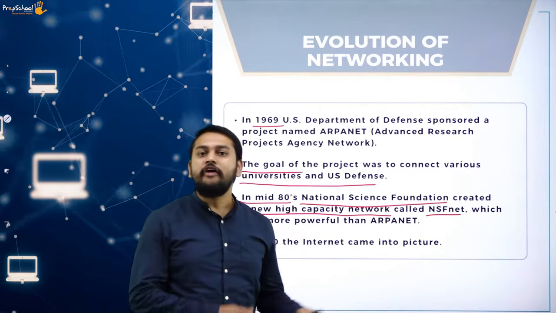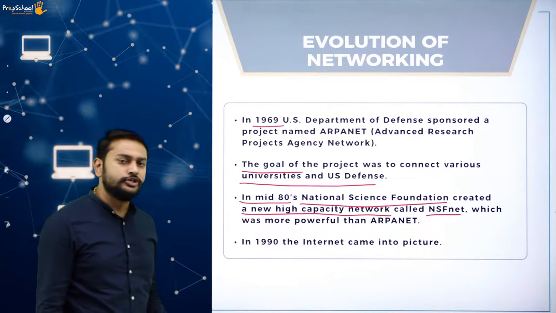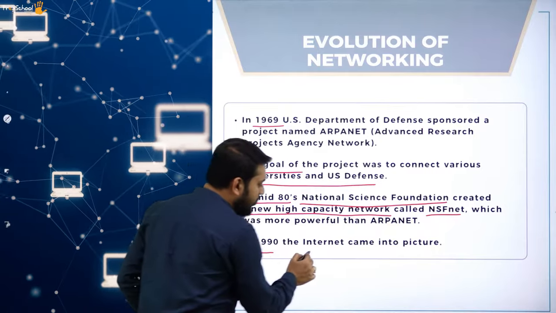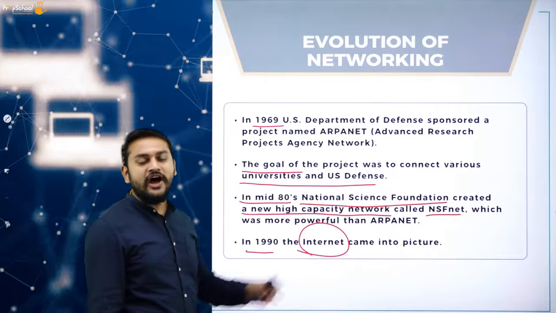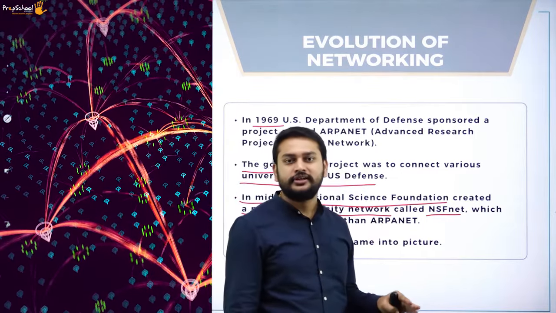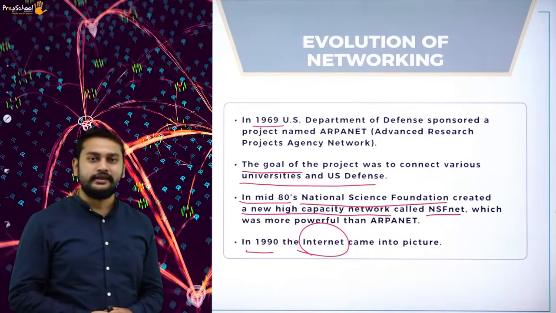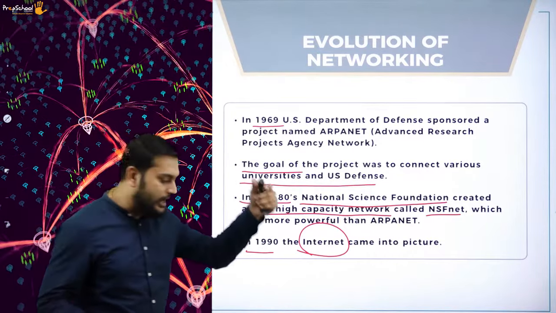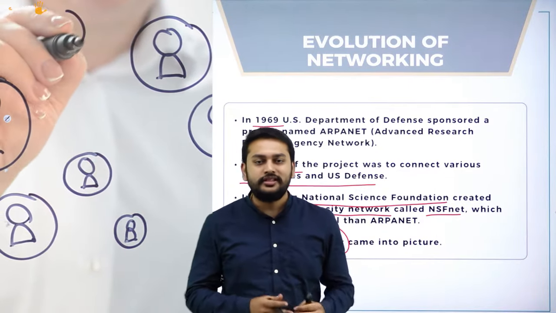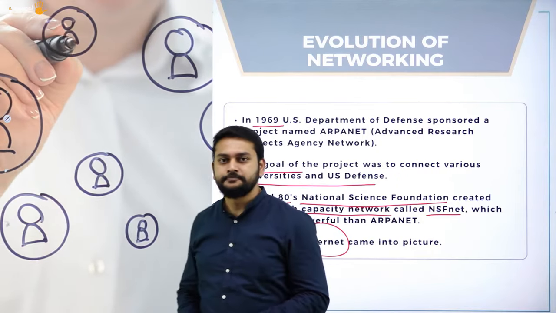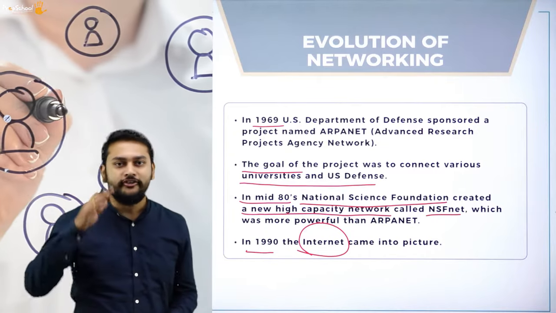After NSFNet, what is the evolution that we came across? In 1990, our favorite thing, the internet, came into the picture. After the two different networks, the concept of the internet evolved in the year 1990. ARPANET as well as NSFNet played a very important role in setting the model for the internet. This is what you have to remember when it comes to the evolution of the internet.